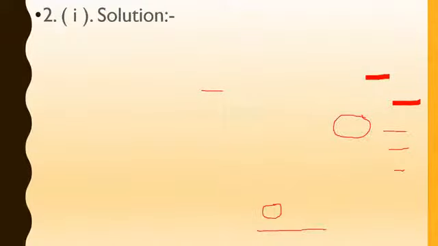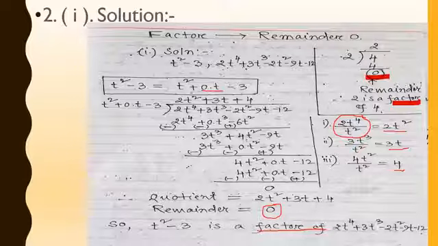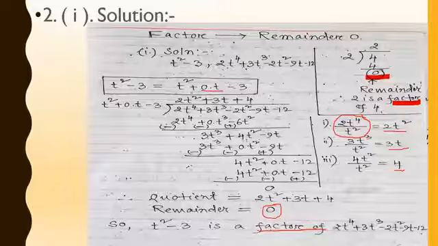First, let us solve question number 2, Roman number 1. Solution. All of you know that a number or a polynomial becomes a factor if the remainder is 0. So here I'll give you one simple example again. When 4 is divided by 2, the quotient is 2 and remainder is 0. That's why we say that 2 is a factor of 4.